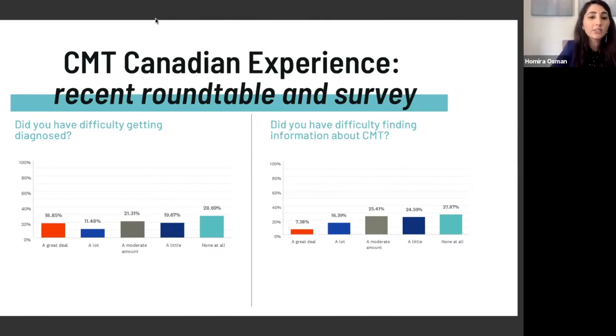And then it is, okay, I have a diagnosis. What do I know about CMT? And did you have difficulty finding information about CMT? And again, you can see about 25% said a moderate amount, with again the first 3 bars highlighting that there is significant difficulty in accessing information about CMT. Kind of bringing it back to knowledge translation and research, one of our goals is really to bring this information to you on our website as part of these webinars and conferences.